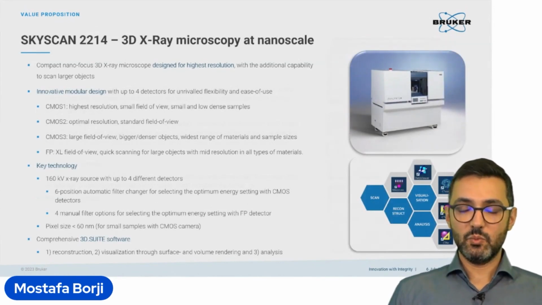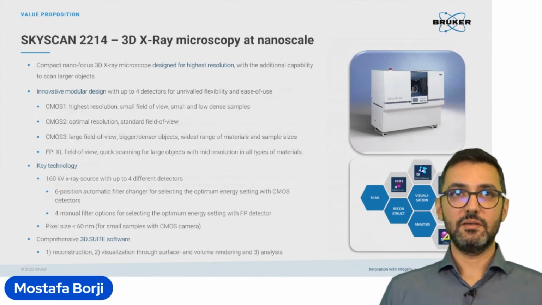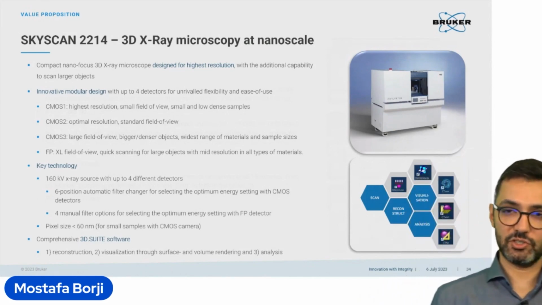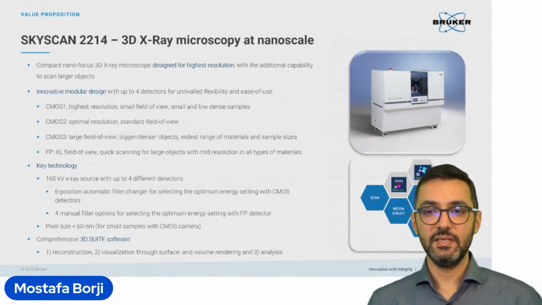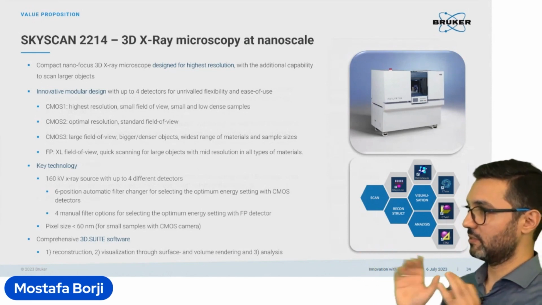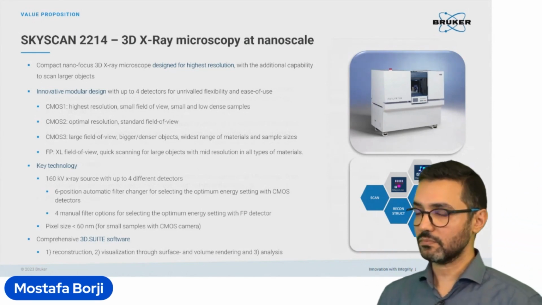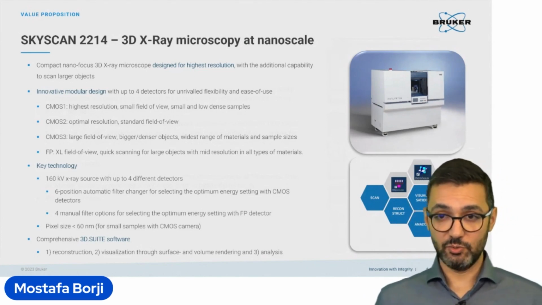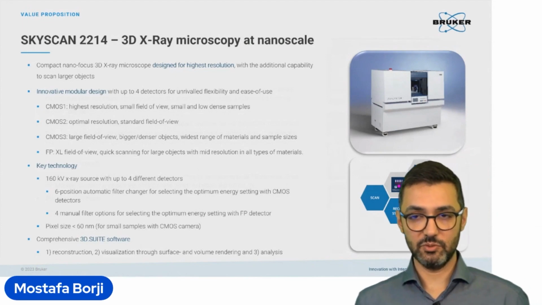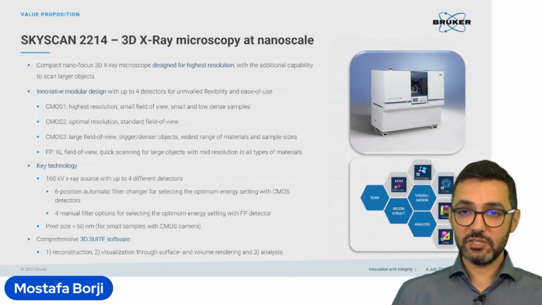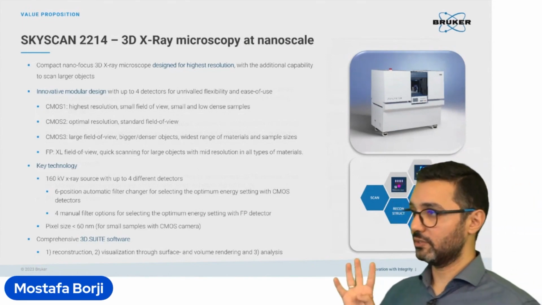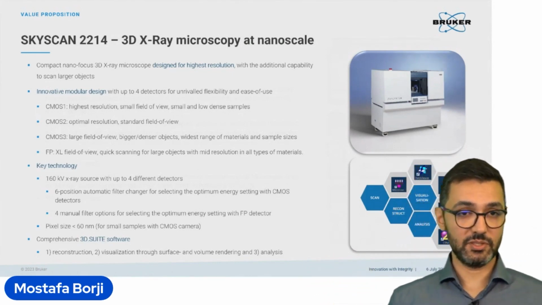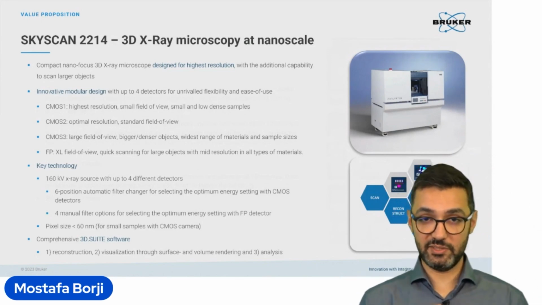And when we need everything all together, we want high resolution scans, we want large chamber size, we want high energies, then we have our floor standing system 2214, which can provide us real spatial resolutions down to 500 nanometers, so sub-micron. This device can be equipped with 4 different cameras or detectors. 3 of them are CMOS and 1 extra large flat panel with 6 megapixels.